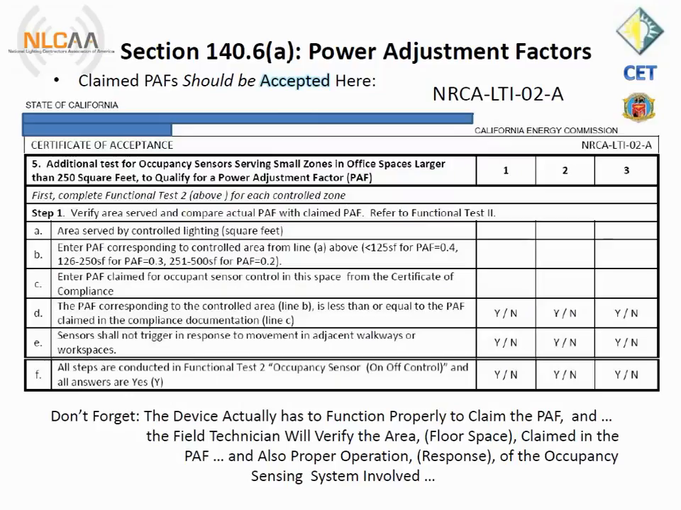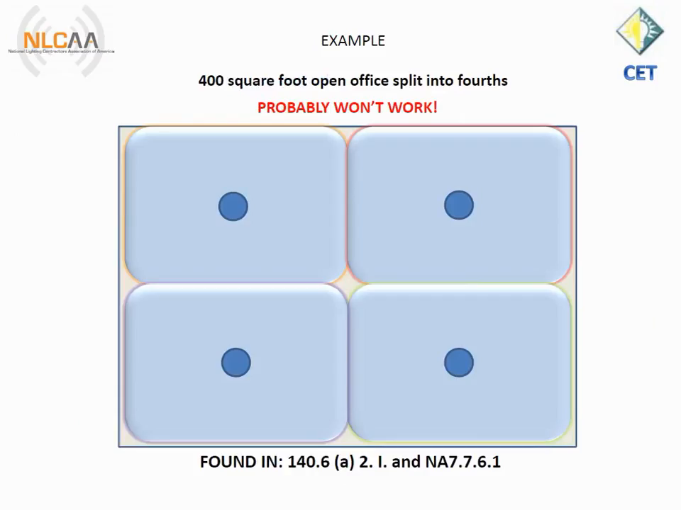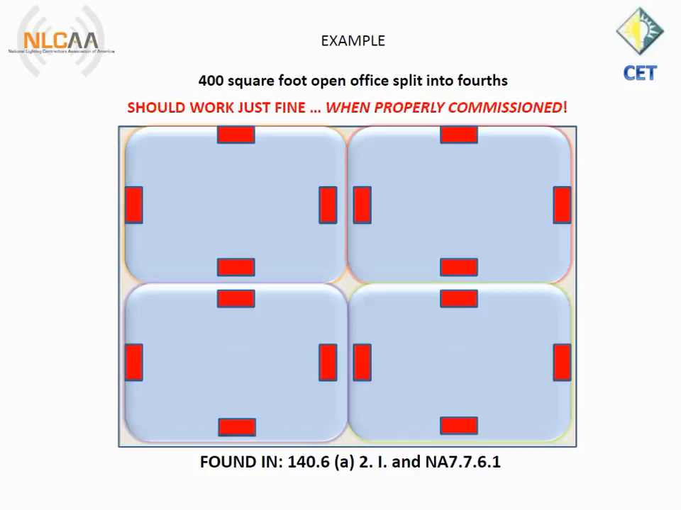Here's the block on the form. Acceptance testing form NRCA for acceptance, LTI for indoor, 02-A, where a field technician is required to double check this PAF. Here's what goes wrong with this PAF. Some lighting designers, and certainly not you folks, try and arrange the control of the selected areas in a large open plan office by placing a ceiling mount occupancy sensor right in the middle of each area. These are difficult, if not impossible, to set up properly. If you surround each controlled area with ceiling mount sensors that look in to the controlled area, you should have much better luck getting them to work properly.